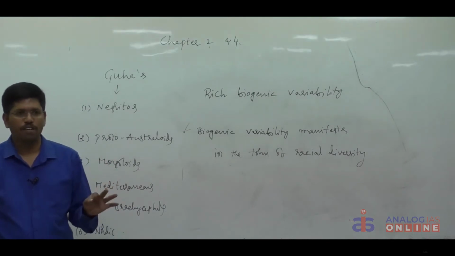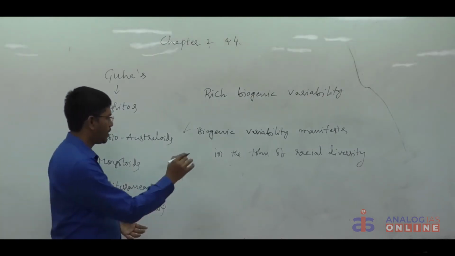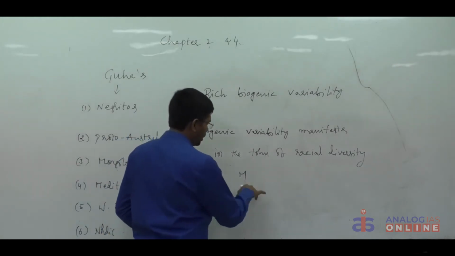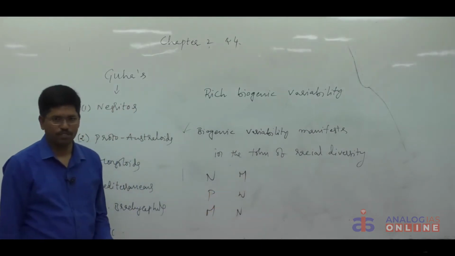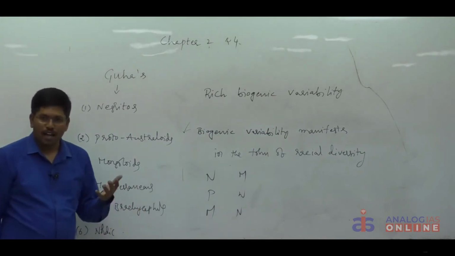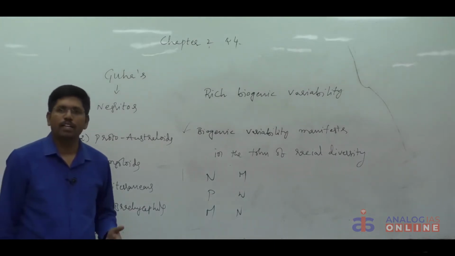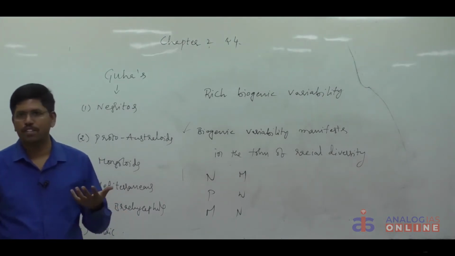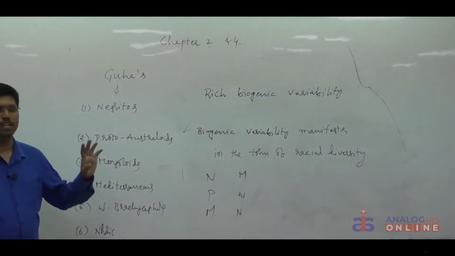In India, we have number of races, which can be discussed as follows. Then put subheadings: negrito element, proto-australoid element, then Mongoloid element, Mediterranean element, Western brachycephal element, Nordic element, or you can take the help of Risley's classification also, and mention their representatives also. And finally conclude that as there are many races in India, we can conclude that India is rich in biogenic variability. Why? Because racial diversity is the manifestation of biogenic variability. Most of the times questions will be asked like this only.